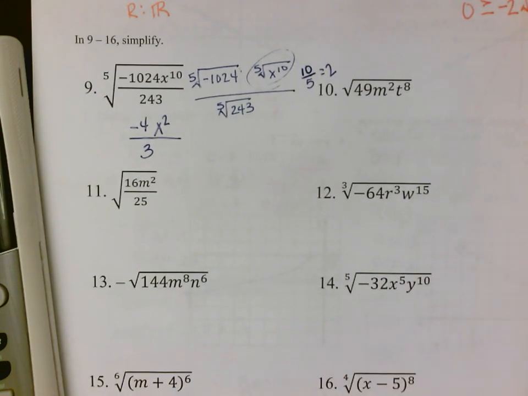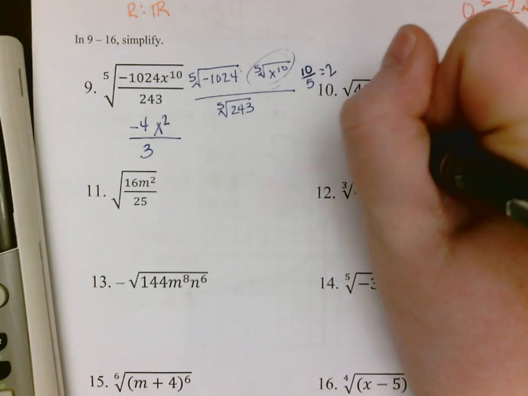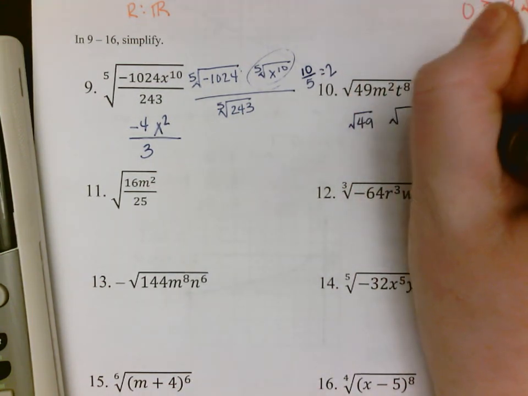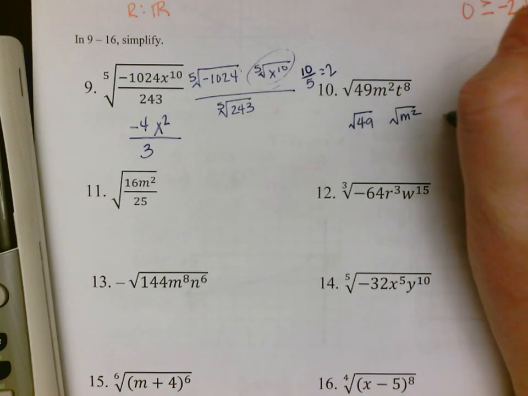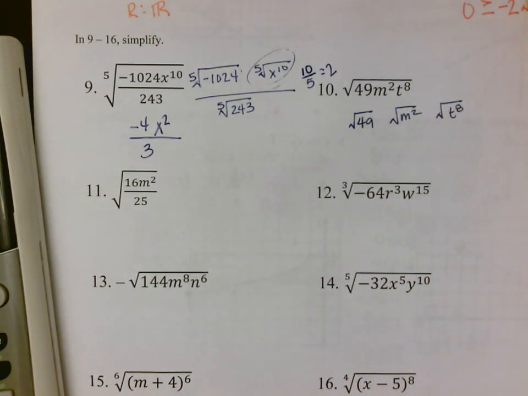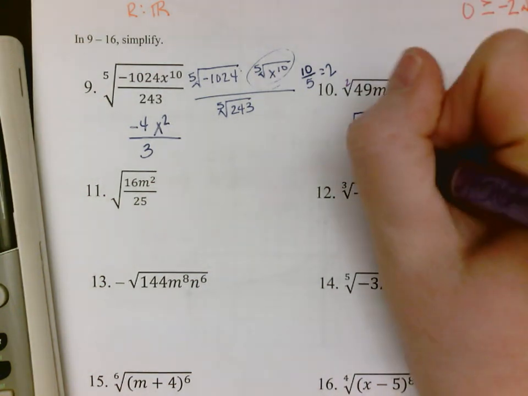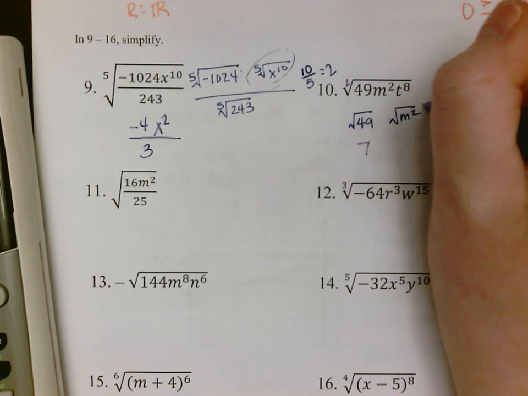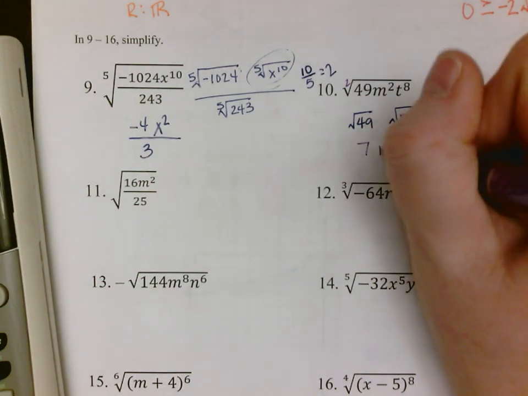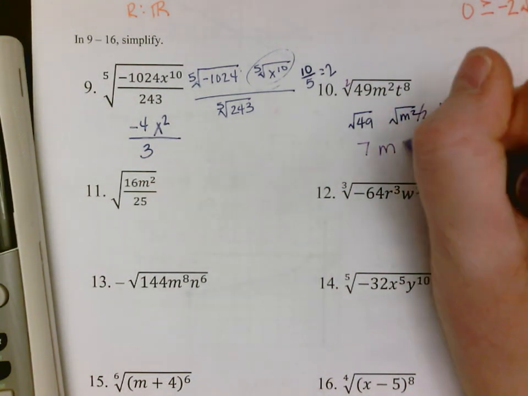So here, the square root of 49, the square root of m squared, and the square root of t to the 8th. When there is no index number, the number that is written there is a 2. So the square root of 49 is 7. Taking 2 divided by 2 gives me m. 8 divided by 2, because the index number is 2, is t to the 4th.